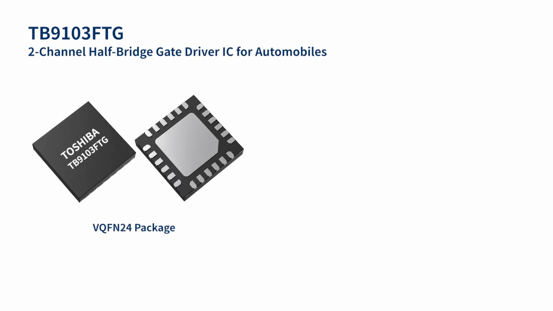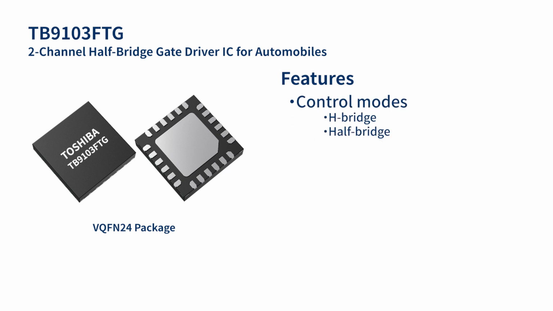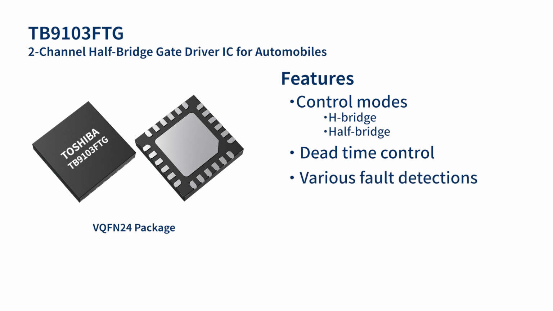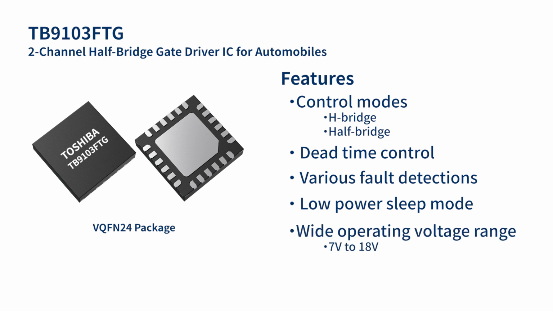This design uses TB9103FTG, which is Toshiba's 2-channel half-bridge gate driver IC for automobiles. Its main features are 2 control modes which are H-bridge and half-bridge, dead time control and various fault detections, low power sleep mode, wide operating voltage range of 7 volts to 18 volts, and a small 4 mm by 4 mm package size.